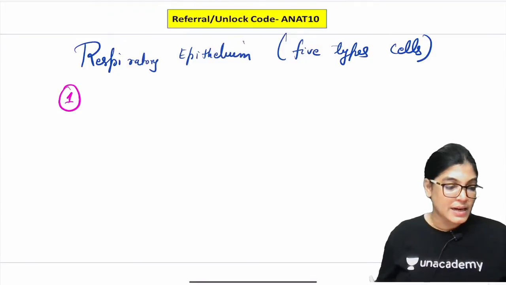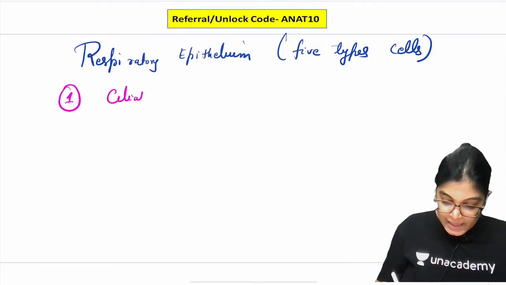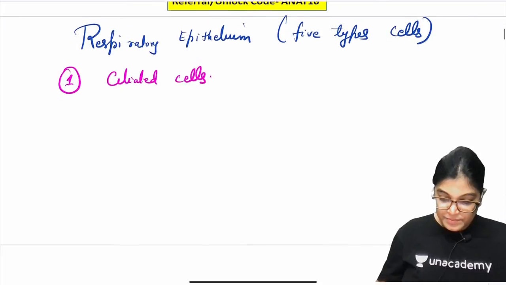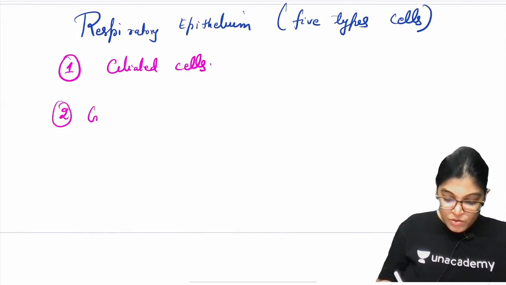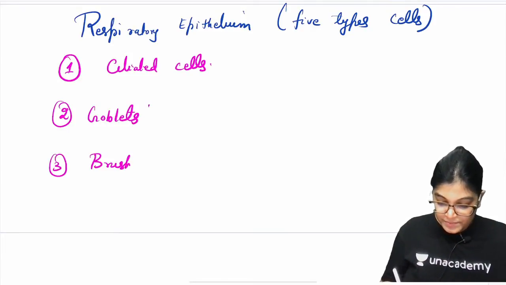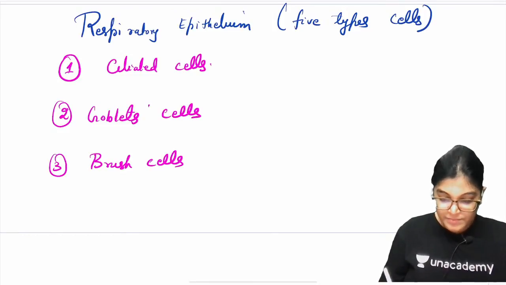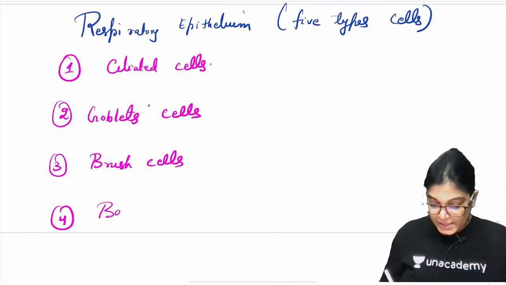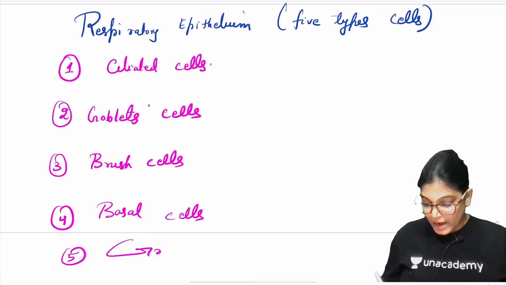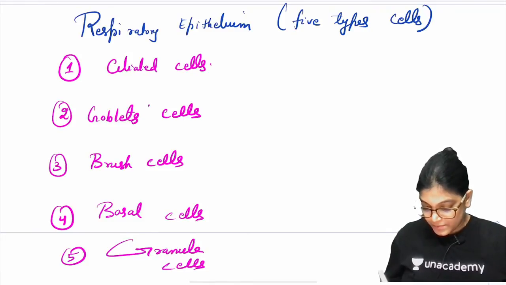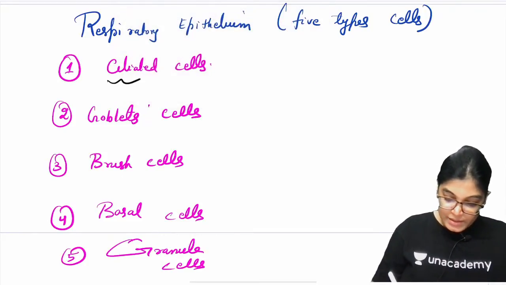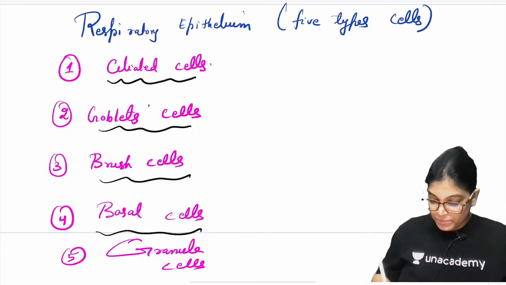Starting with the first, these cells are ciliated cells. Goblet cells. Brush cells. Basal cells. And the granule cells. These are the five kinds of cells.